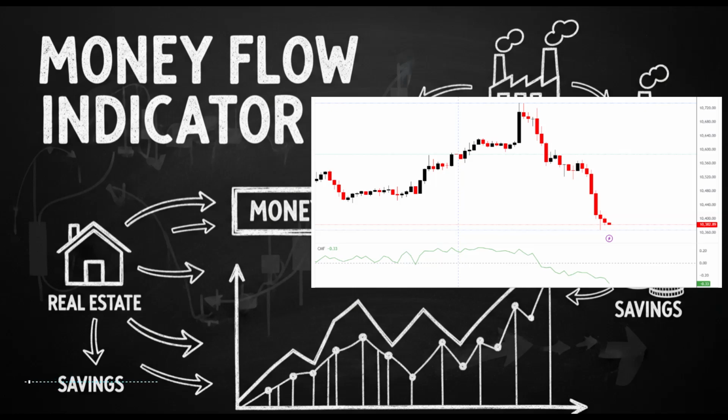It suggests that the buying pressure, the actual money flow fueling that price rise, is weakening. The uptrend might be running out of gas, even though the price just hit a new peak. Okay, so that's a warning sign for a potential reversal down. What about the other way?